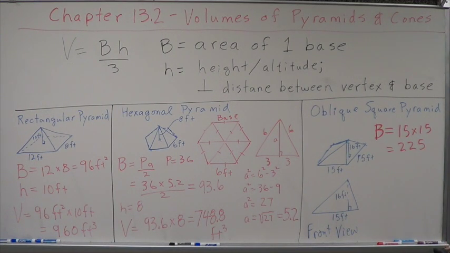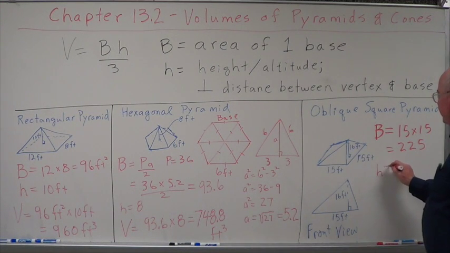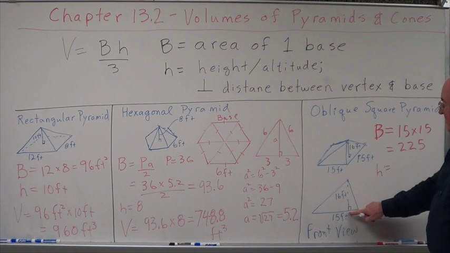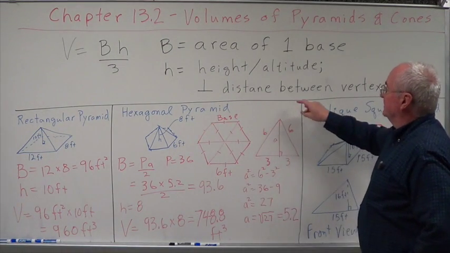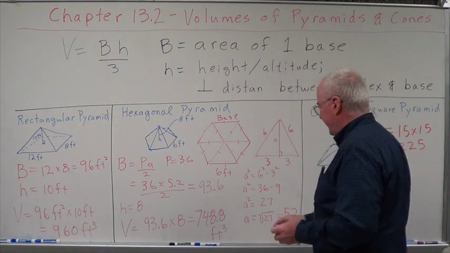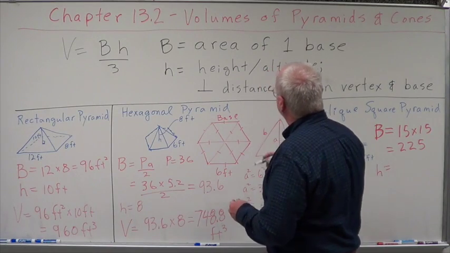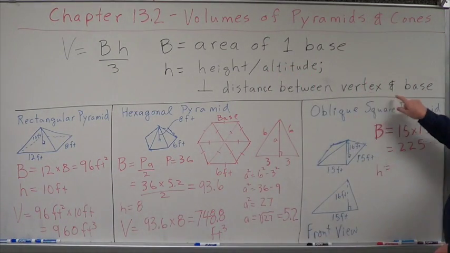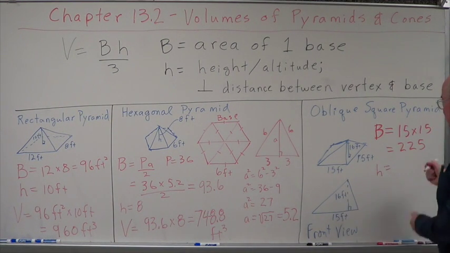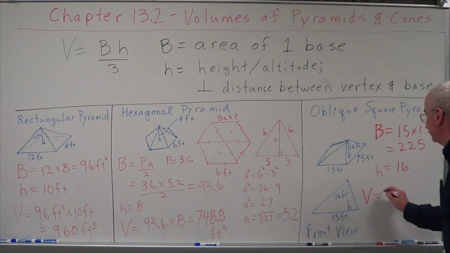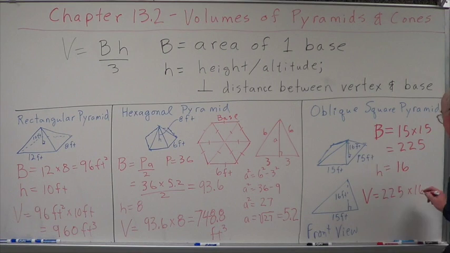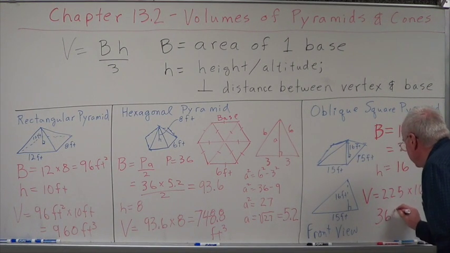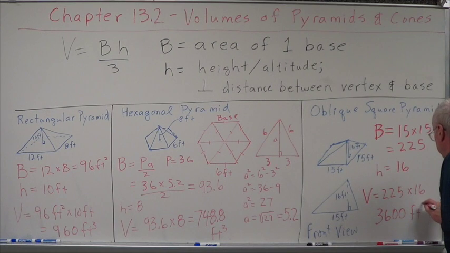Oops, that was wrong. Okay. Our H, we're given that, the perpendicular distance between the vertex and the base. That's wrong. Let's get that distance in there right. Distance between the vertex and the base equals 16. Okay, so our volume equals 225 times 16. All right, make sure of that. Yep.